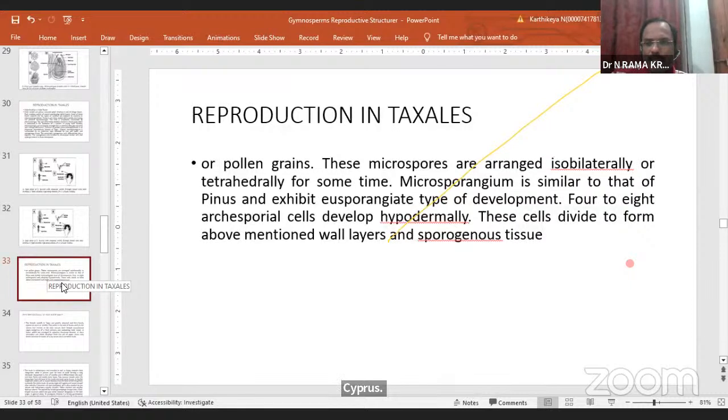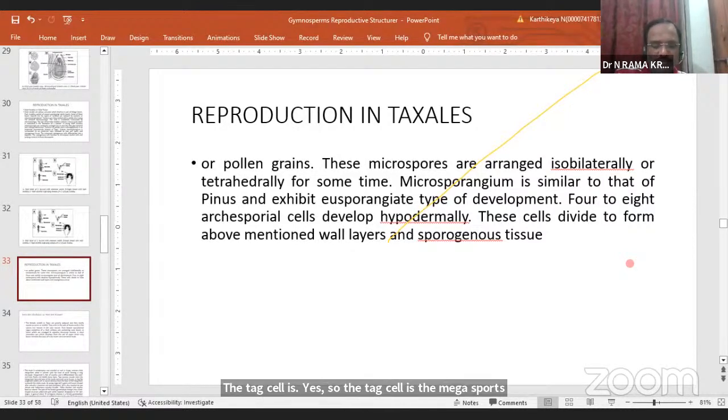In Taxales, the megaspore mother cell in the ovule divides meiotically and forms four superimposed megaspores. I am telling this indirectly, not going into detail about the strobili, microsporophylls and megasporophylls; you already know very well. The functional megaspore, which is present towards the chalaza region, divides and develops the female gametophyte. The functional megaspore nucleus undergoes repeated free nuclear divisions to form 128 free nuclei in Taxus.